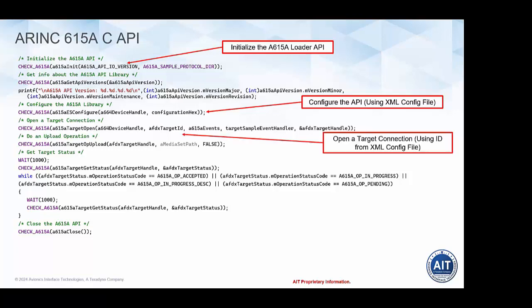You then have to open a target connection. If you remember back to the XML file, you're specifying the connection, the IP address and the communication parameters, and the TFTP client and server that you're using to communicate with an individual target loadable device. So here you're actually opening and getting a handle to do operations on that connection to that target LRU, and you specify the ID to match the ID that's in that XML file when you do this.